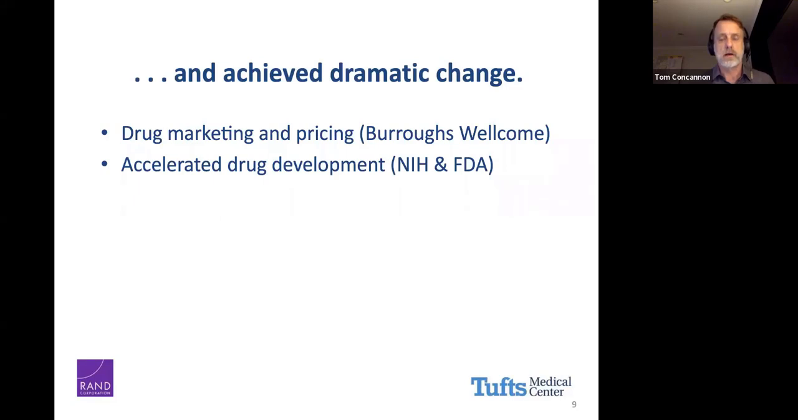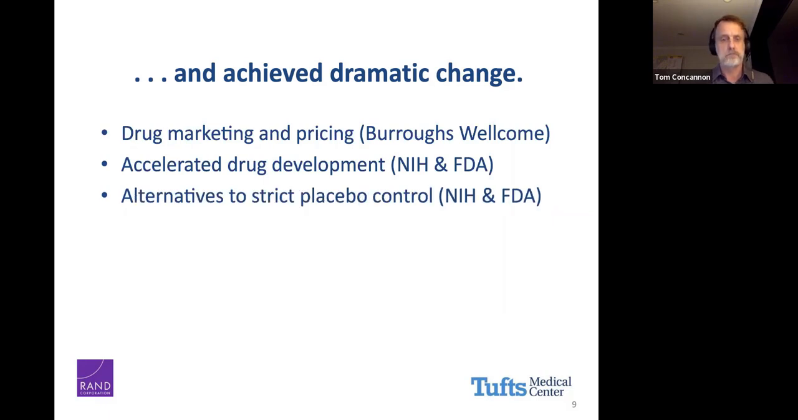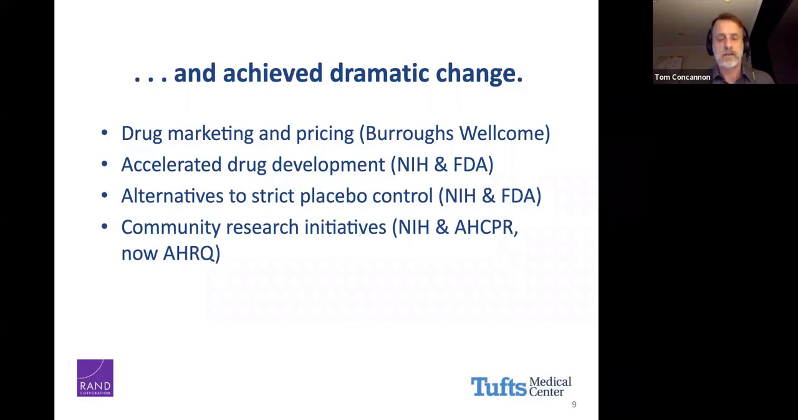They worked with the National Institutes of Health and the Food and Drug Administration to accelerate drug development. They worked also with NIH and FDA on the development of alternatives to strict placebo controls in randomized controlled trials. They worked with NIH and the Agency for Healthcare Policy and Research, now known as AHRQ, or the Agency for Healthcare Research and Quality, on the development of community research initiatives, which essentially take the enrollment of patients into clinical trials out of academic medical centers and into community-based organizations.